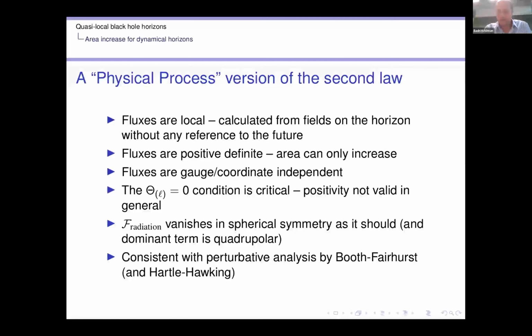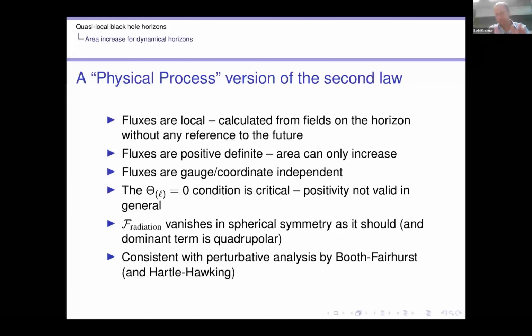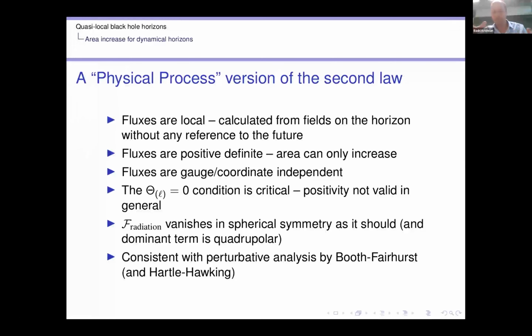So these fluxes, again, are independent of coordinates. So these are geometric quantities. Except, again, for this important question: if I change my gauge conditions on the time slices, then you get a different dynamical horizon. But for each of these horizons, they're space-like, this flux law holds. Within each dynamical horizon, it is completely gauge independent and coordinate independent.